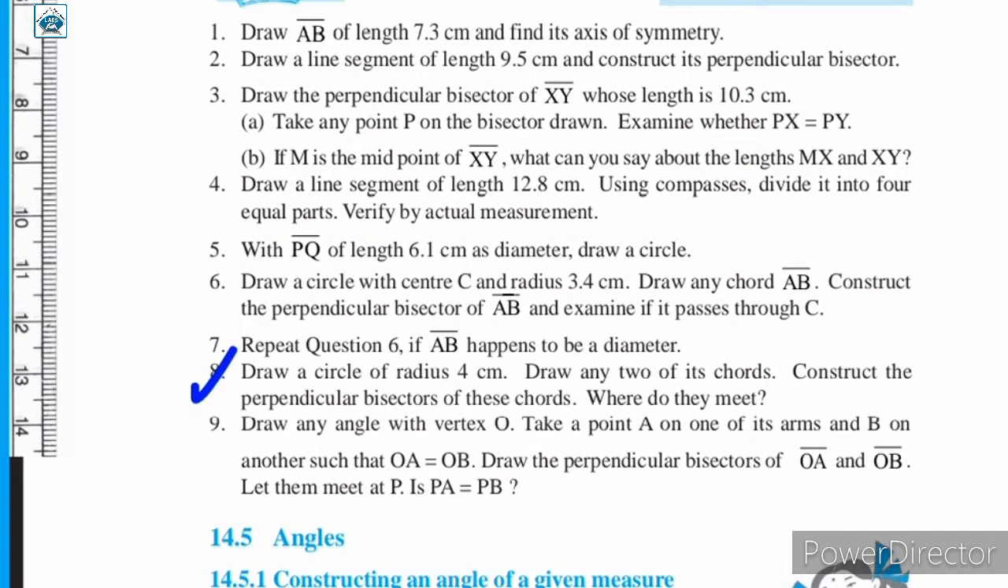Question number 8. Draw a circle of radius 4 cm. Draw any two of its chords. Construct the perpendicular bisectors of these chords.